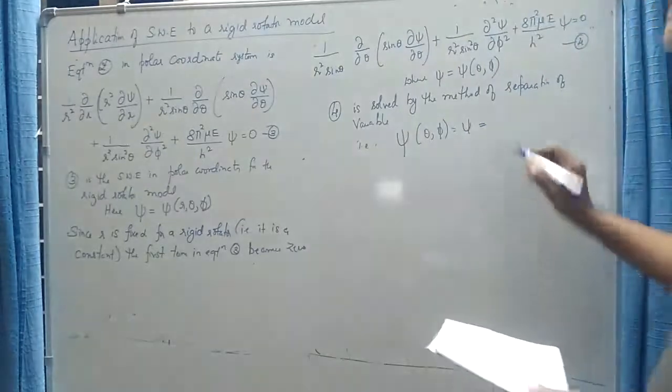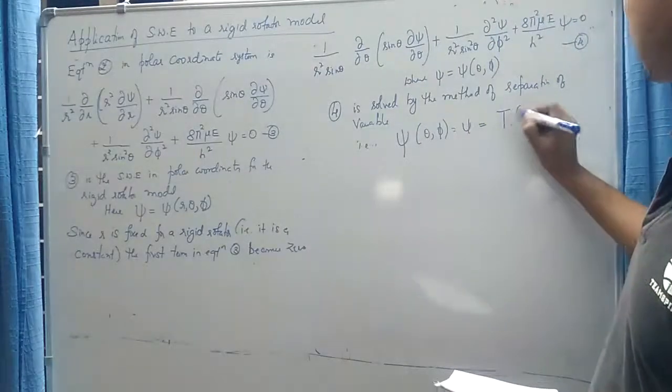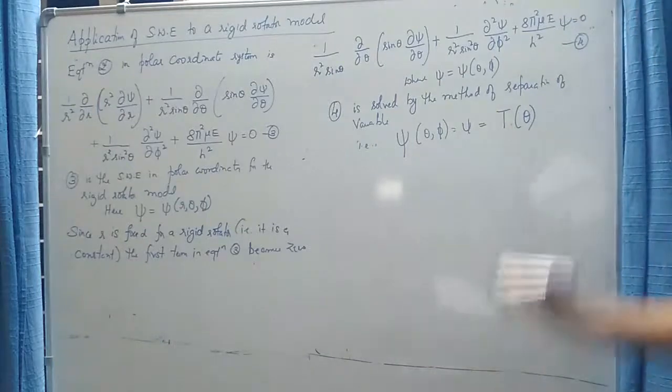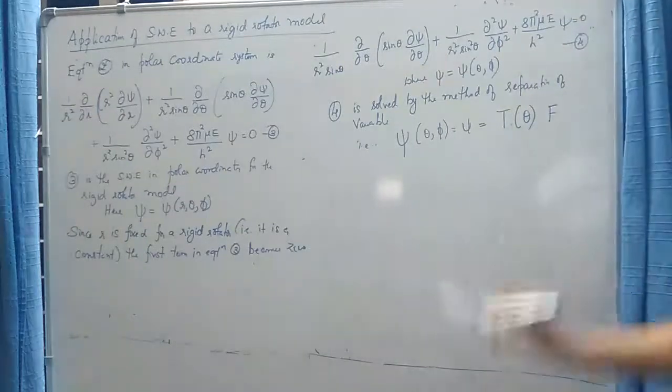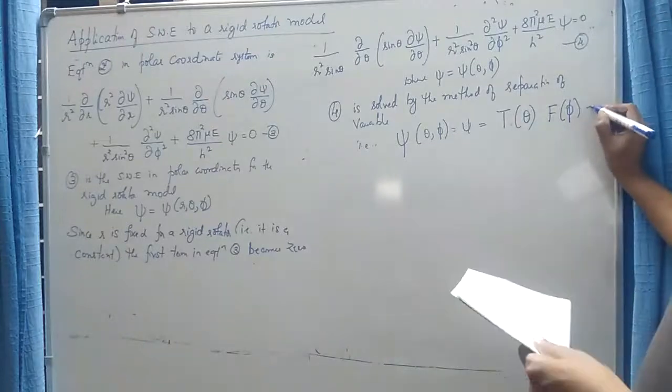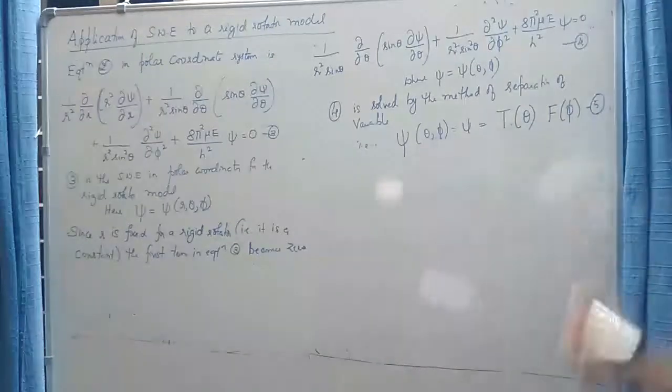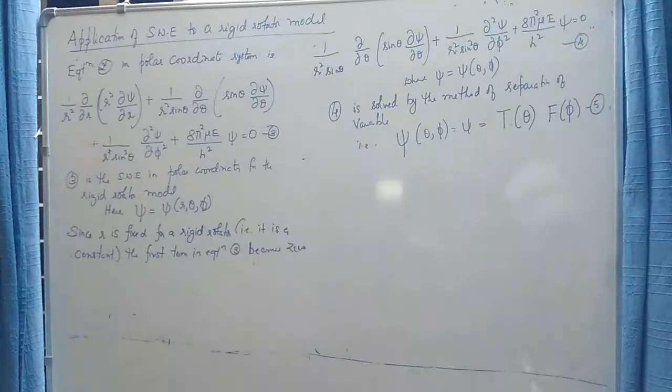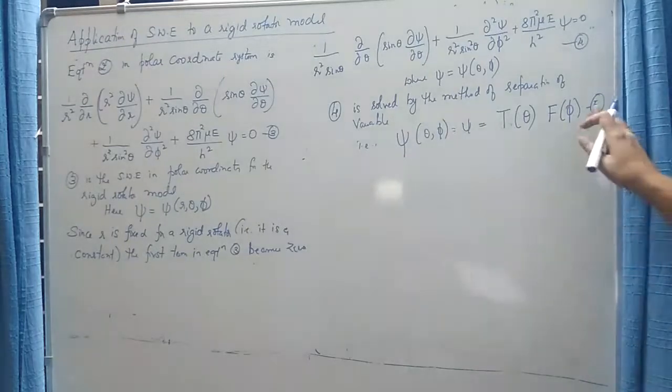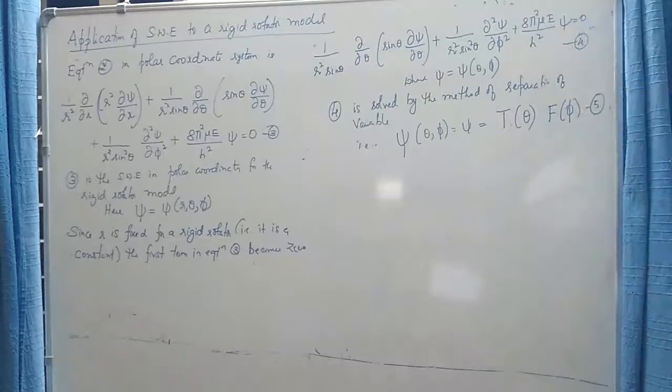of two functions. The first function, capital T, depends only on variable theta. The second function, capital F, only depends on variable phi. So this is the assumption that we make in the method of separation of variables. If we substitute this equation 5 in equation 4, we already know what would be the result. We applied this method in particle in a three-dimensional box. When I apply this method of separation of variables to a three-dimensional problem, it gets simplified and converted into three one-dimensional problems.